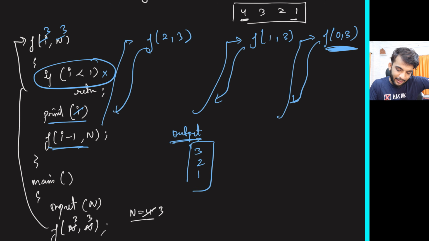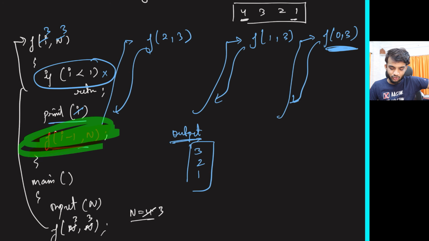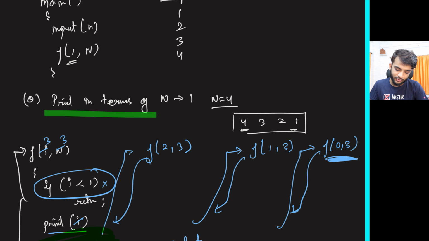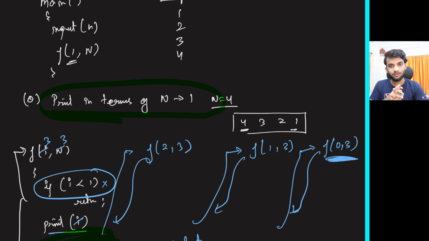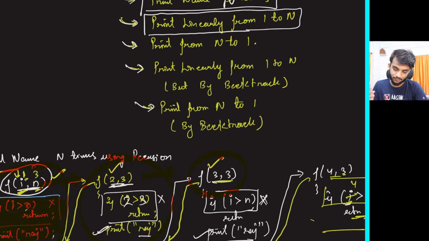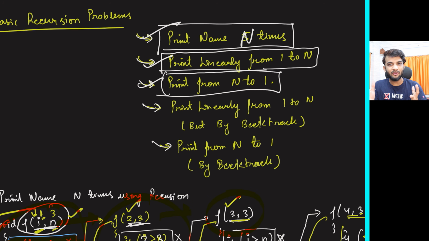The main stuff is you just change it over here, where you say I'm going to do I minus 1, correct? So again, we have also done the next problem, which is print in terms of n to 1. So 3 problems have been done. Now these were very basic.